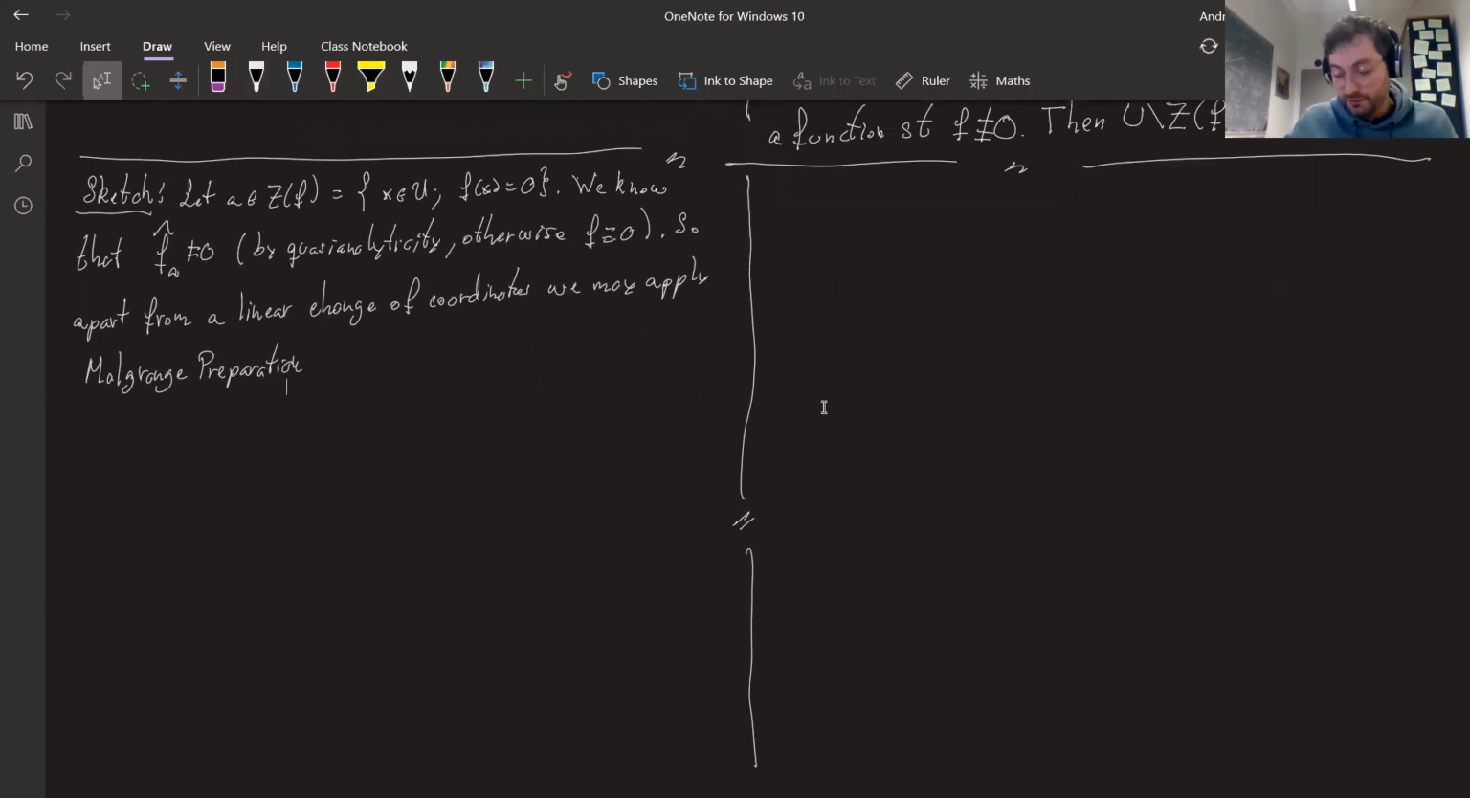That it is open is trivial because it's just going to be the preimage of the set of non-zero values of f, so it's open. But the fact that it's dense is going to come from the Lagrange preparation. We know that f is going to be written locally as a polynomial with coefficients that are quasi-analytic functions. So even better than just open dense, we know that Z of f has a Hausdorff dimension smaller or equal to d minus 1.